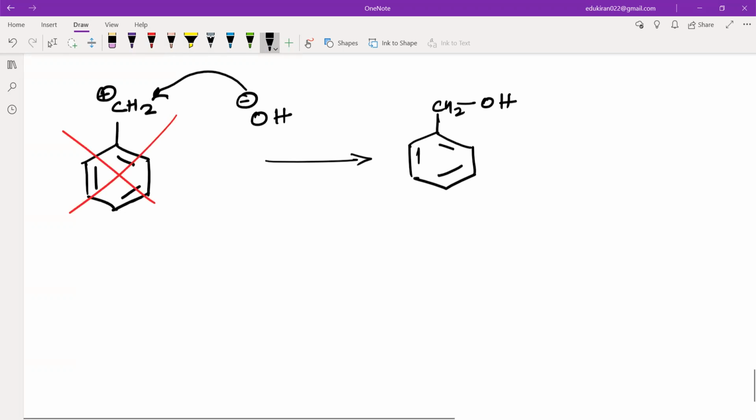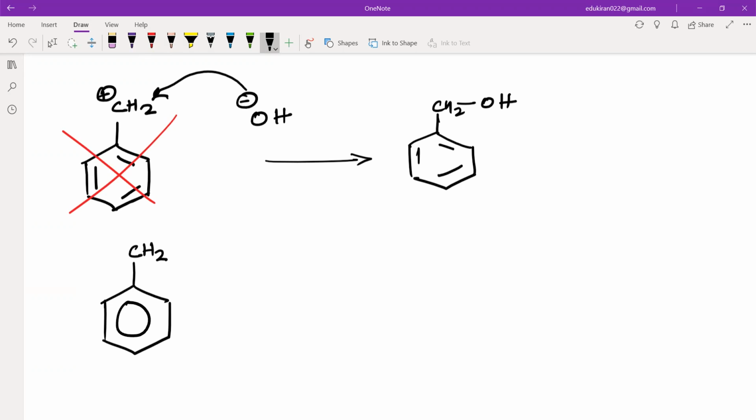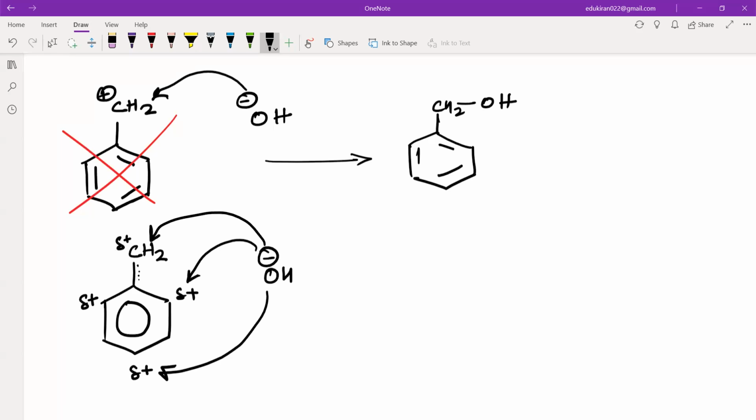But now we know that this structure is not the complete picture. What is the complete picture? This is the complete picture. So we have positive charges all over the place, right? So OH negative now has a chance to attack here, also here, and also on the CH2. I'm not saying this is another thing, because this carbon and this carbon are equivalent carbons. So either it attacks the first delta positive or the second delta positive, it is the same thing, right? So it can form 3 products.